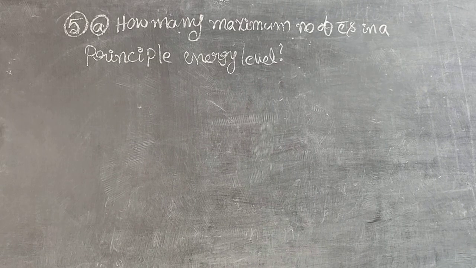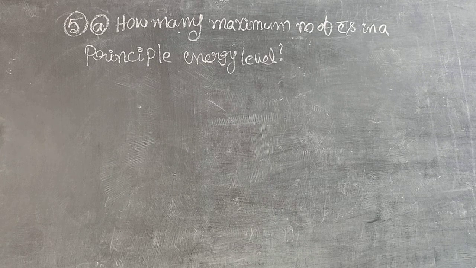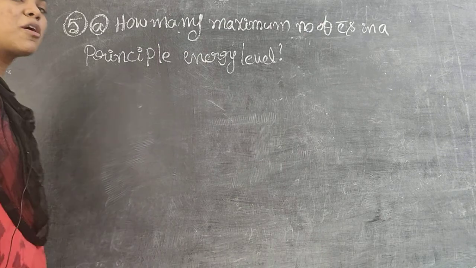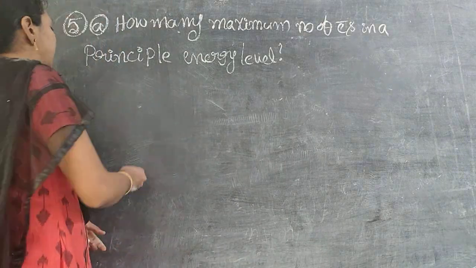Next is the fifth question. In that, there are five parts in total: A, B, C, D, E. What is the first question, A? How many maximum number of electrons are in a principal energy level or principal energy shell? Each principal energy shell contains a suitable number of electrons. We can say that as the answer.